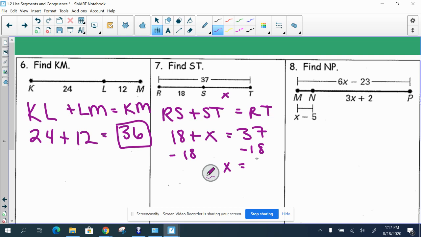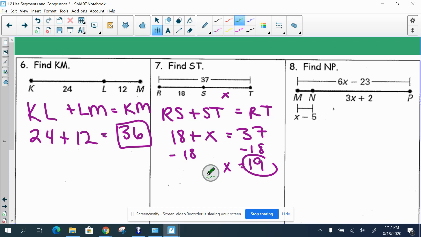So x is, what, 19? Or ST is 19. Okay, so obviously for that one, you could do this in your head by just subtracting 37 minus 18. Do you need to show all this work? Not necessarily, just keep in mind that this is what you're actually doing when you're solving this problem.